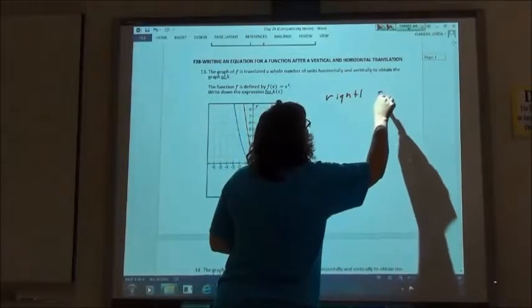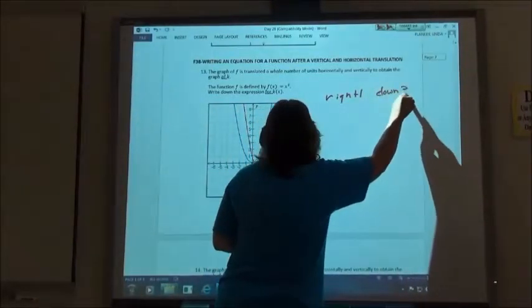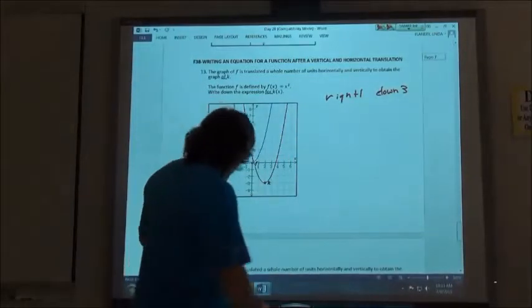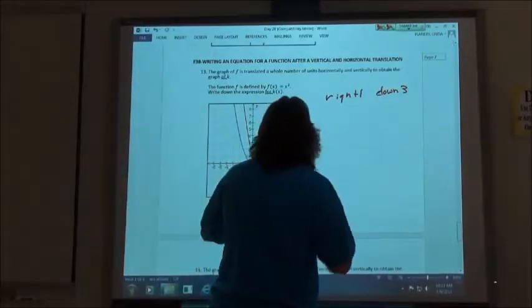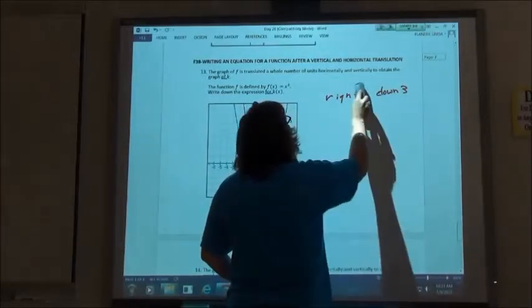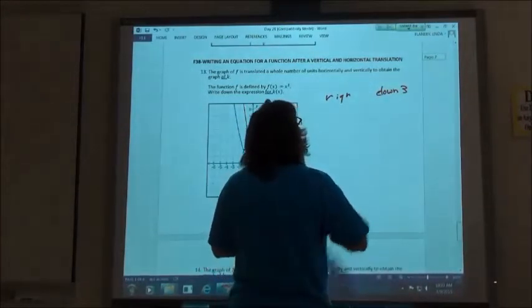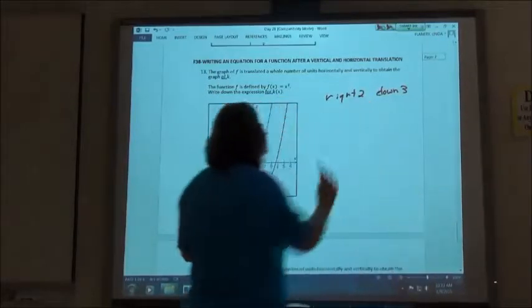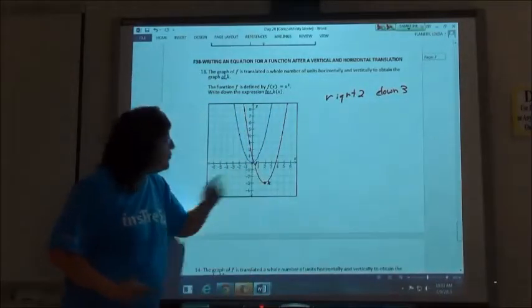To the right 1. No, to the right 2, I can't count. To the right 2 and down 3. To the right 2, down 3.